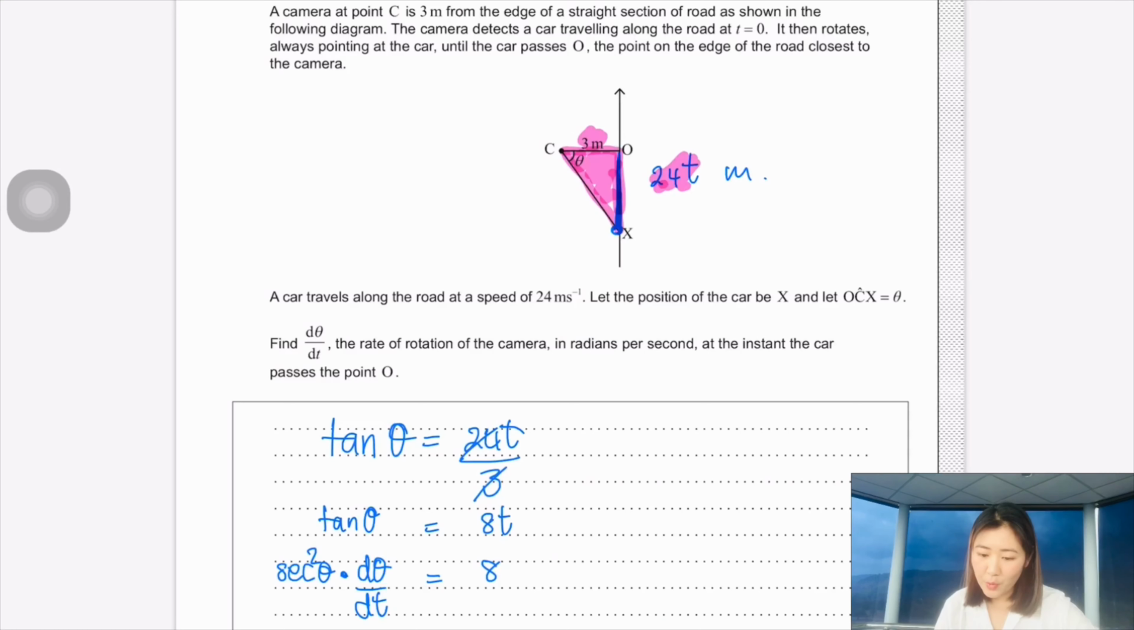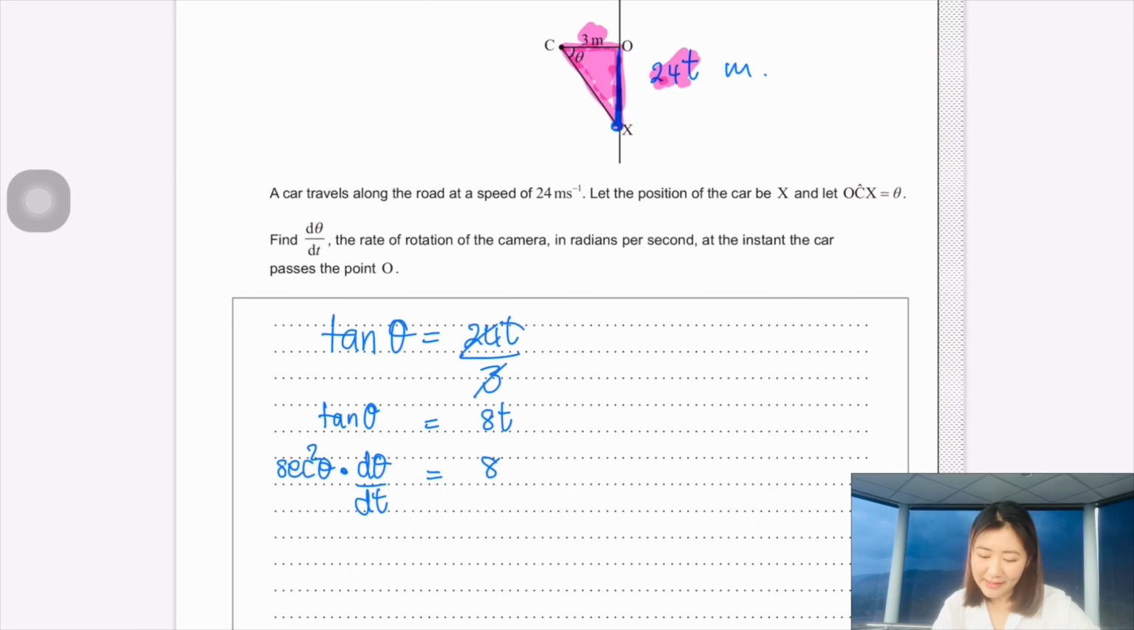So here for sec theta, we have to find d theta by dt at the moment when the car passes this point O. So once the car is at point O, what is theta? Look at it this way. When the car is at point X, this is theta. When the car is moving forward, theta is decreasing, until the car is at point O. Theta is 0. So we are finding sec 0.